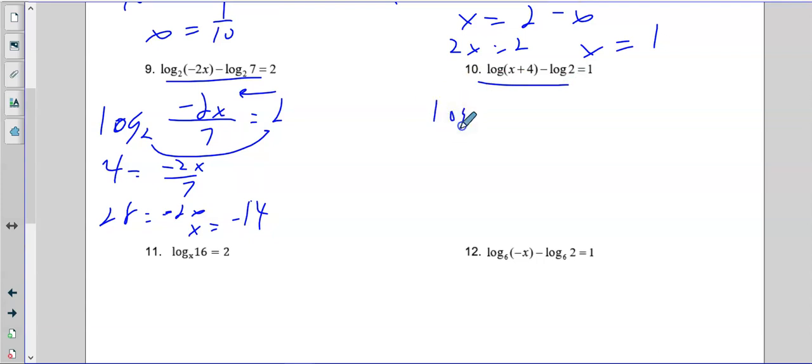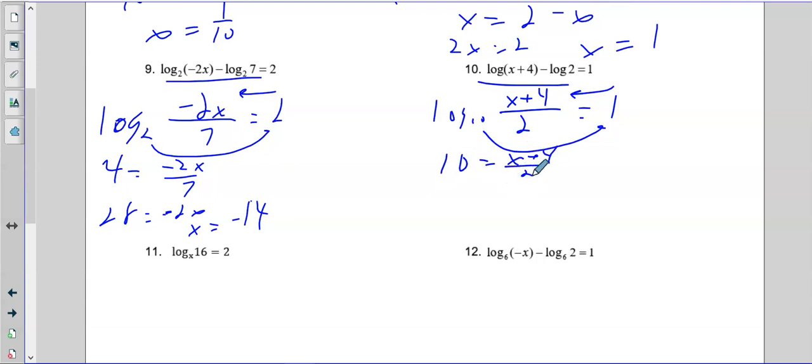Condense, we write log once, that is a base of 10. We have a subtraction, that's division. X plus 4 on the top, 2 on the bottom, equals 1. Swish and flick. 10 to the 1, which is just 10, is equal to x plus 4 over 2. Multiply both sides by 2. 20 equals x plus 4. Subtract 4. X is 16.